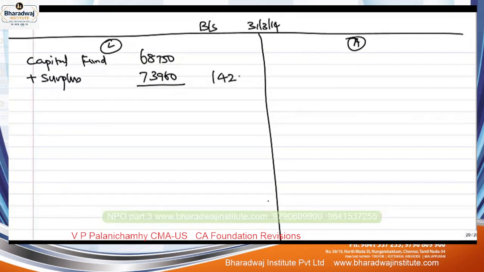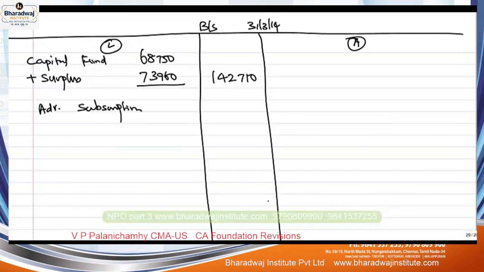What is the capital fund for the balance sheet? 142,710. Where will it come on the liability side? Advance subscription. Subscription, this is in advance. And in the subscription account we found the balancing figure. How much did we find? 3,000 will come. Then closing balance of cash at bank. How much is given? 13,500. Closing balance of cash at bank 13,500.